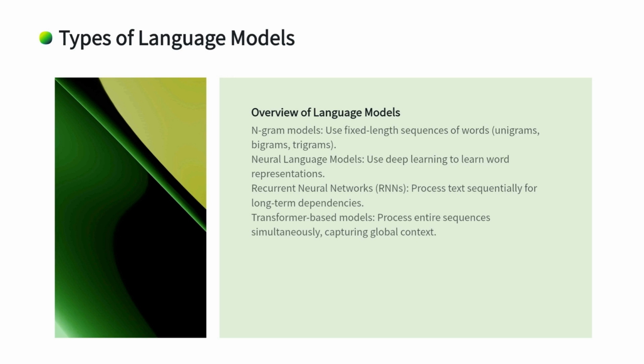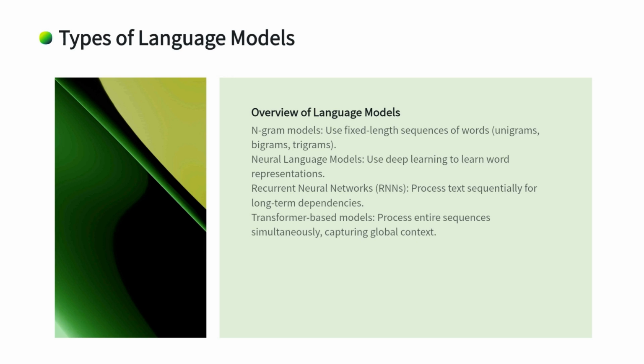Neural language models. These models use deep learning techniques to learn the representation of words in a continuous vector space. Unlike traditional n-gram models, they don't just count word occurrences, but learn to represent words in a way that captures their meanings and relationships.